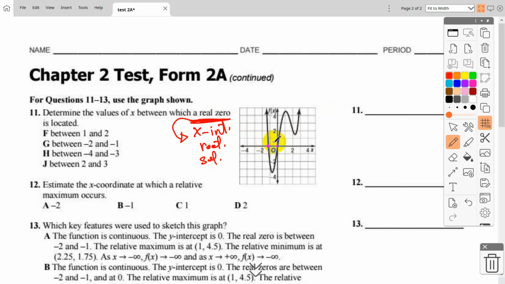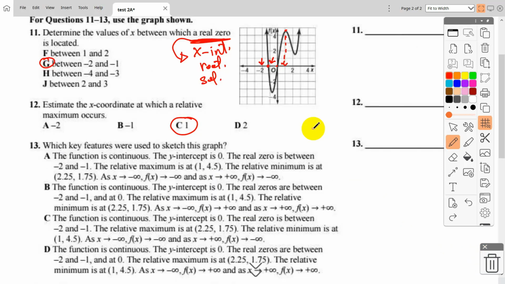This real 0 is located approximately between -2 and -1, but that one is exactly at 0. So we have a real 0 located between -2 and -1. We'll choose letter G. Question 12, estimate the x-coordinate at which a relative maximum occurs. This is the maximum point, and the x-coordinate here is 1. So letter C will be the correct answer.